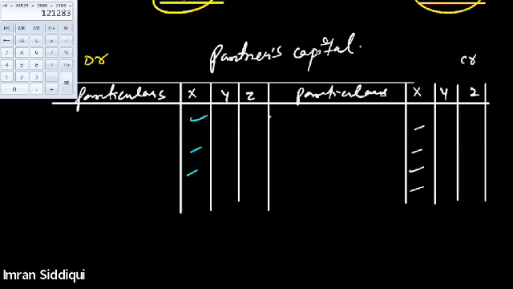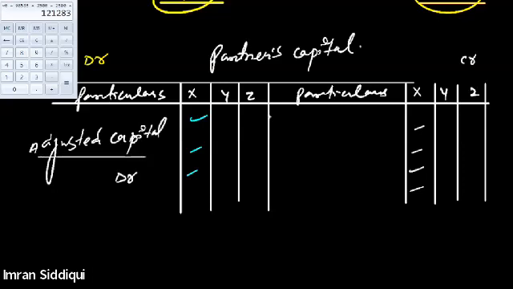Got it? So whenever the question tells you that we have a certain amount of adjusted capital, adjusted capital means the balance that we get after subtracting the debit side values out of the credit side value. I hope it is clear to everyone. Is it clear to all of you? Yes, sir. So adjusted capital is the difference between the credit side and debit side values.